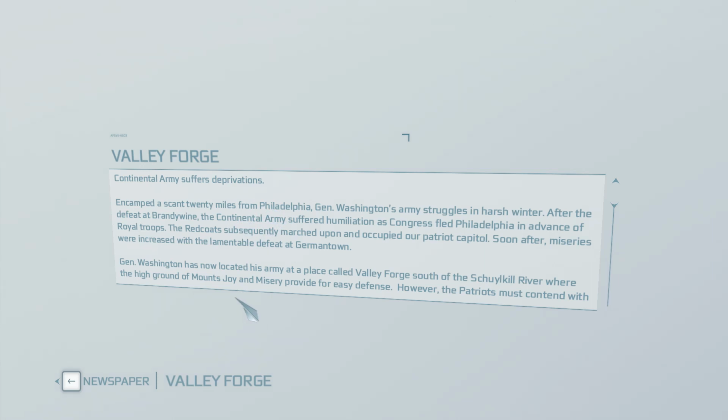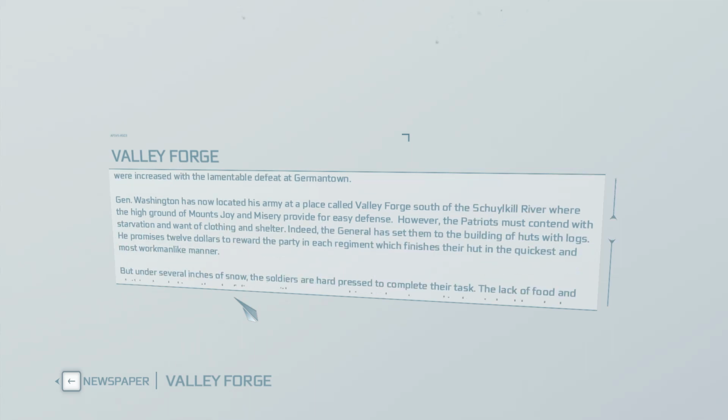deprivations. Encamped a scant 20 miles from Philadelphia, George Washington's army struggles in harsh winter. After the defeat at Brandywine, the Continental Army suffered humiliation as Congress fled Philadelphia in advance of Royal troops. The Redcoats subsequently marched upon and occupied our Patriot capital. Soon after, miseries were increased with the lamentable defeat at Germantown.